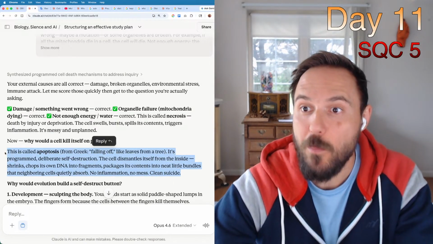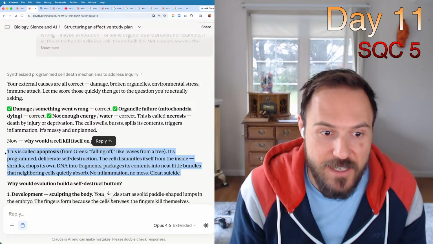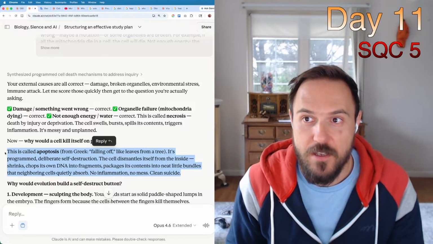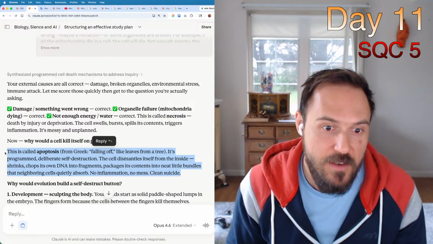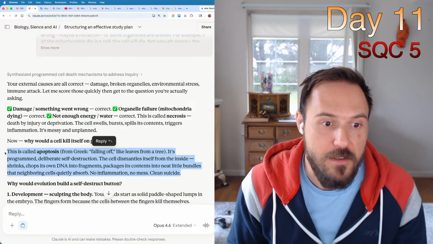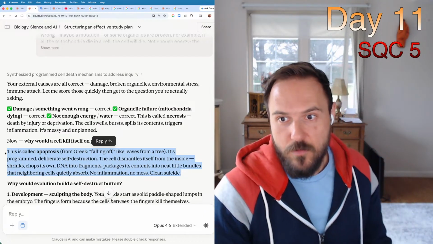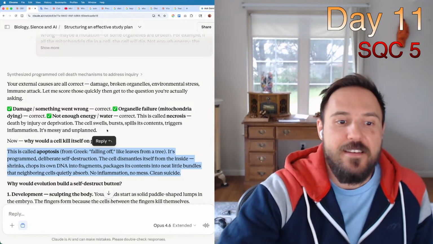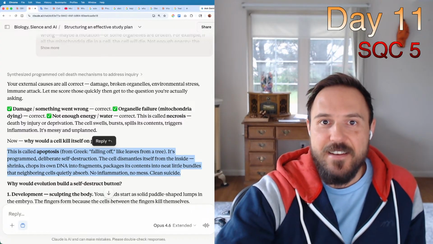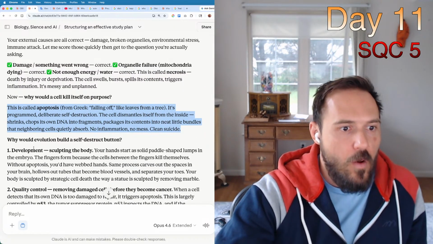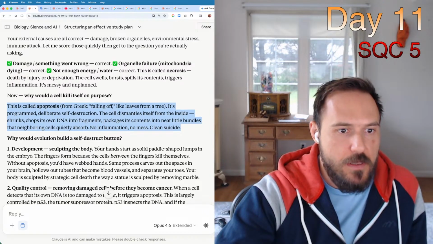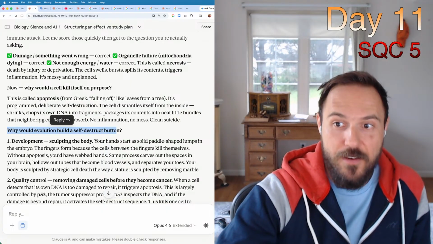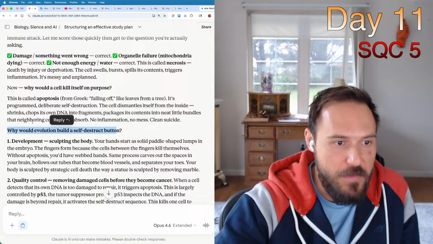I had no idea that our cells commit suicide. I knew they could die from external factors in a messy way, right? Triggering inflammation and macrophages, my favorite. But that they can commit a clean suicide, that's so neat. Clip that. Why would evolution build the self-destruct button? I mean, it's a smart way to build any system, but let's listen.